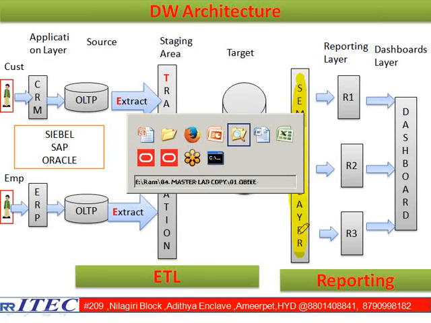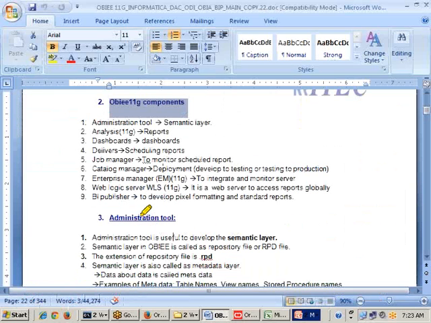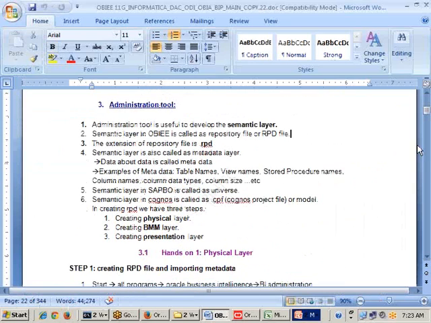If you go for other tools like Cognos or SAP BO, the semantic layer in Cognos is called what, sir? .cpf. CPF stands for Cognos project file, or it is also known as model. The semantic layer in SAP BO is called what, sir? Universe. The semantic layer in MicroStrategy is called Architect.